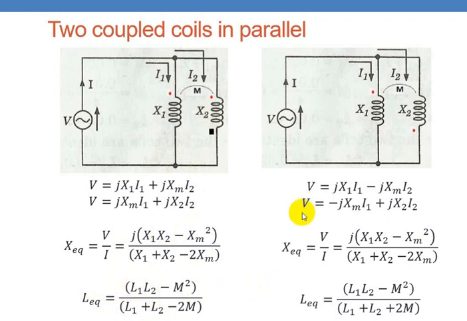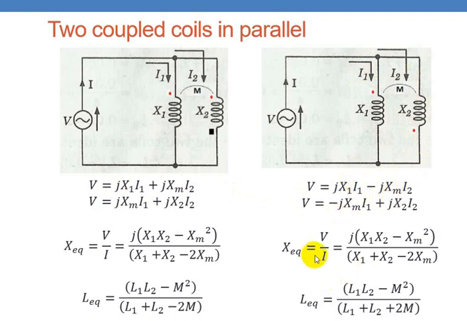This is the equation. Similarly, we take this case, where current is entering at the dotted terminal in one coil, whereas in the other coil the current is leaving from the dotted terminal. In this case, the equation will be slightly different. Only the mutual inductance component will have a negative sign. So here both signs are positive, here both are negative. Why? Because current enters into the dotted terminal on one coil and current leaves from the dotted terminal on the other coil. So that is the only change.